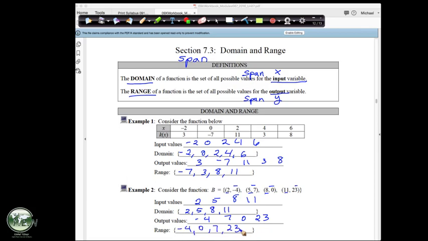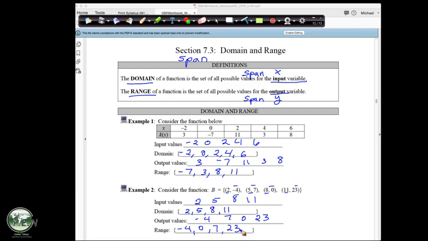Domain and range. What are the x values? What are the y values? Let's list them all. Okay. So that's when we have what we call discrete data. We've only got a certain number of points. We're then going to get into talking about what we do when we have graphs and stuff. But that's basically it.